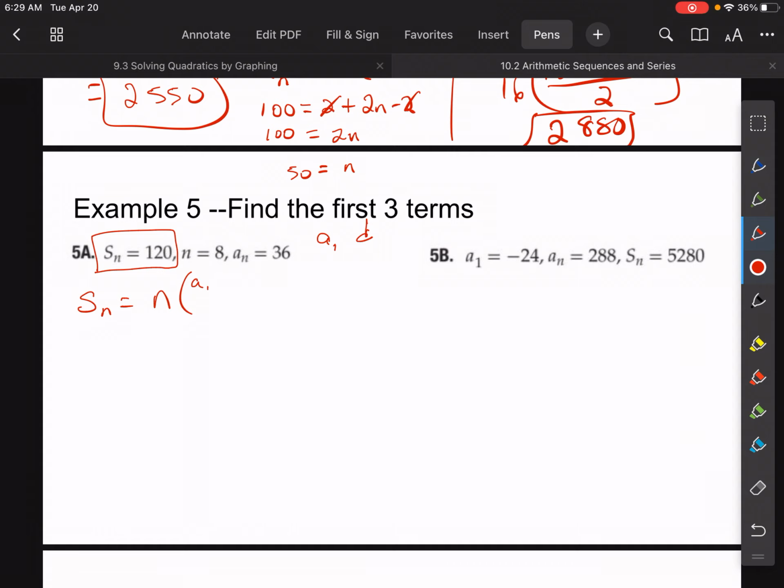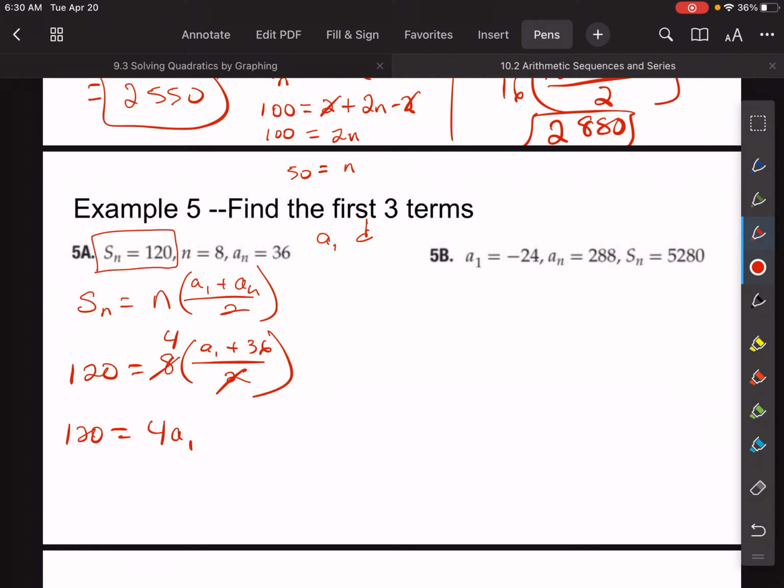So I could say, all right, well, Sn is equal to n times a1 plus an over 2. Plug in what we know. So I can say 120 here is equal to 8 times a1 plus 36 over 2. Okay, so I can do some simplification here. Since this is being multiplied, I can just make that a 4, right? And so what I'm left with is 120 is equal to 4 times a1 plus 36 times 4. 36 times 4 is 144.